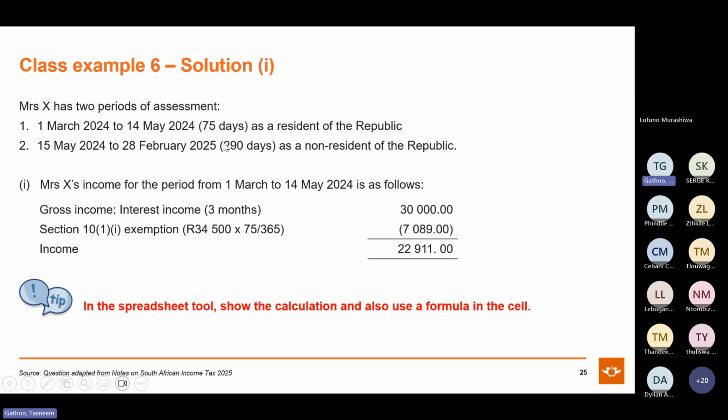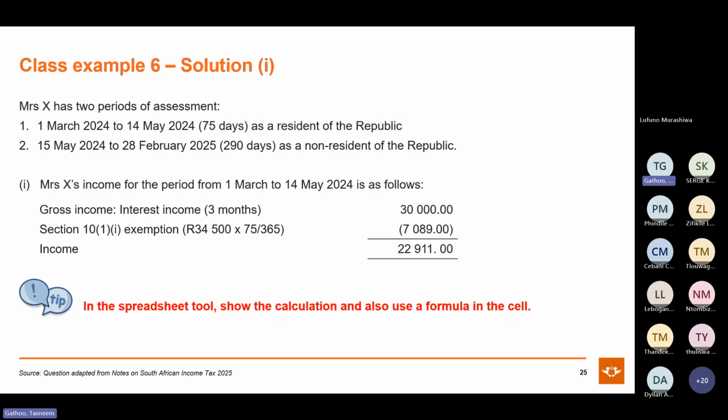So the period when she was resident of the Republic is 75 days, but the period as she's non-resident from the 15th of May to the 28th of February is 290 days. This should in total give you 365 days. So what would happen? Yes, there is a limitation on the rebates for non-residents. Well, rebates or the interest exemption. I'll get to that just now once we deal with number 2.